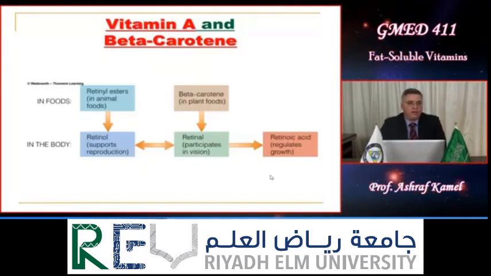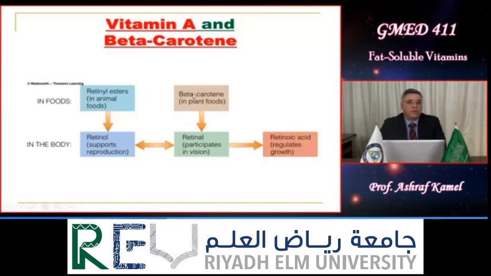We'll start with vitamin A. Vitamin A is closely related to another compound called beta-carotene. In foods, retinyl esters in animal foods give the retinol, which supports reproduction.